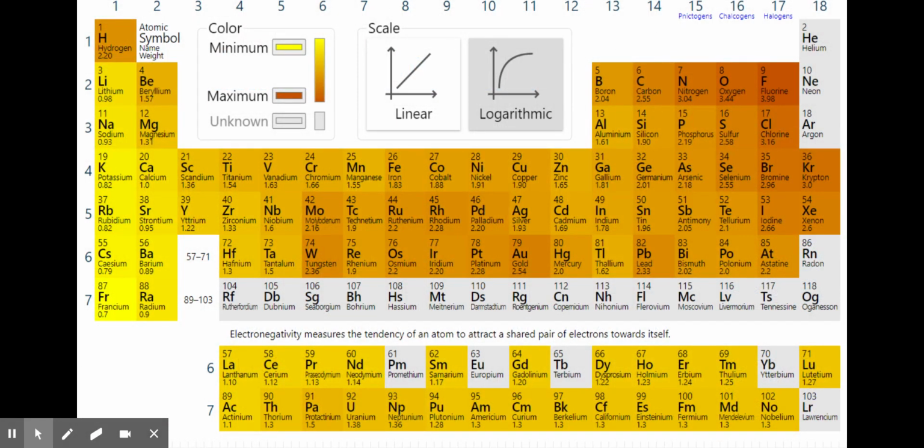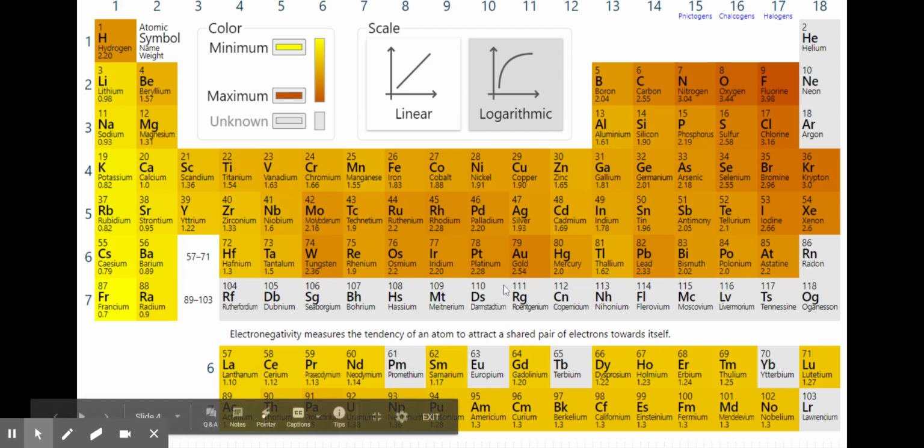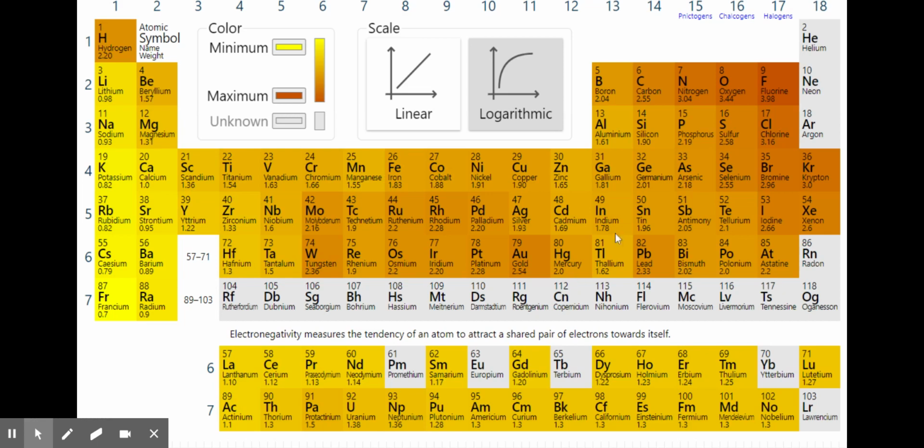So here is a periodic table from ptable.com. It's a great website. If you haven't looked at it before, you can look at all sorts of different properties. So this is the image captured from ptable.com, where the values you see below the element names are the electronegativity values. It's color coded. The darker the color, the higher the electronegativity.